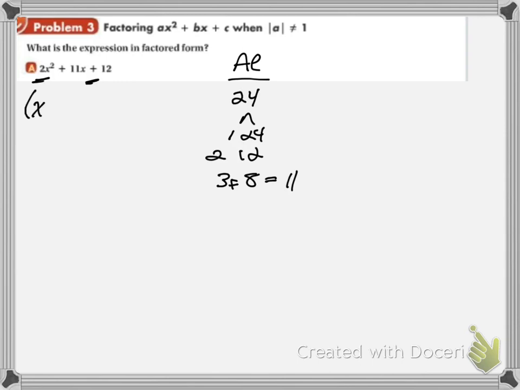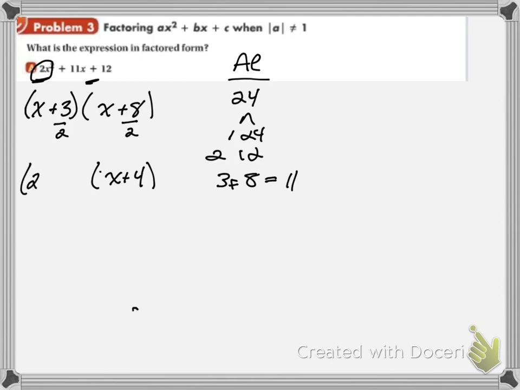X plus 3, x plus 8. But we have to account for the fact that that first term is 2. It's not 1. So what I'm going to do is I'm going to go ahead and divide both these by 2. Okay, well, which one could be divisible by 2? Well, x plus 8 divided by 2 is 4. So it gives me x plus 4. And we divide by 2 here. Well, I can't do that. So what I can do to compensate is just stick that 2 in front of the x. And there's my answer.